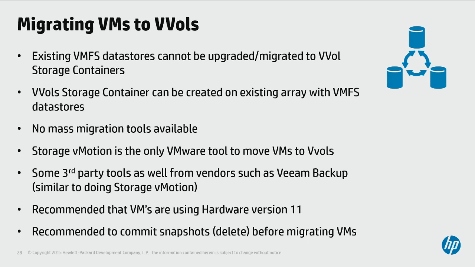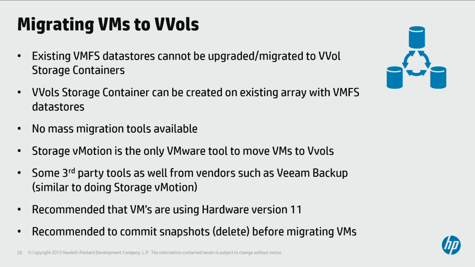So migrating VMs to VVols, how do we get there? I have a VMware environment, I upgraded to vSphere 6, my array supports it, and now I want to start using VVols. Unfortunately, there's no magic easy button that gets you there. You can't take a VMFS volume and change it right into a VVol storage container.